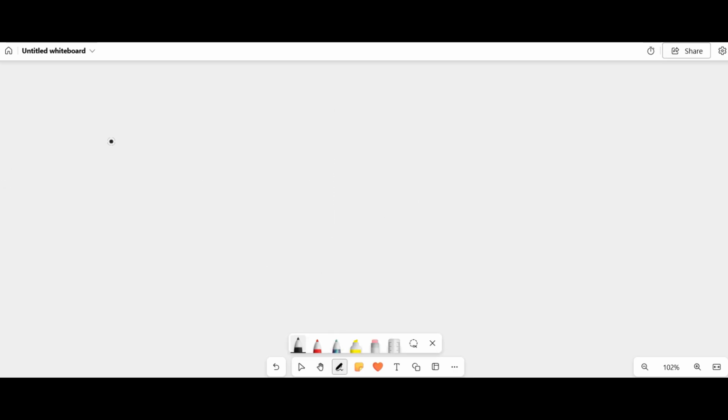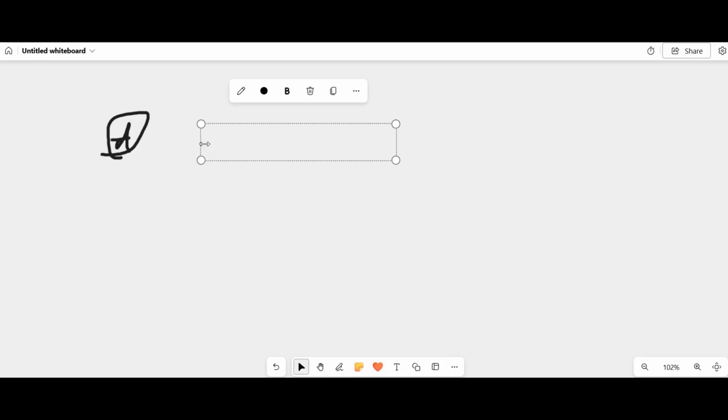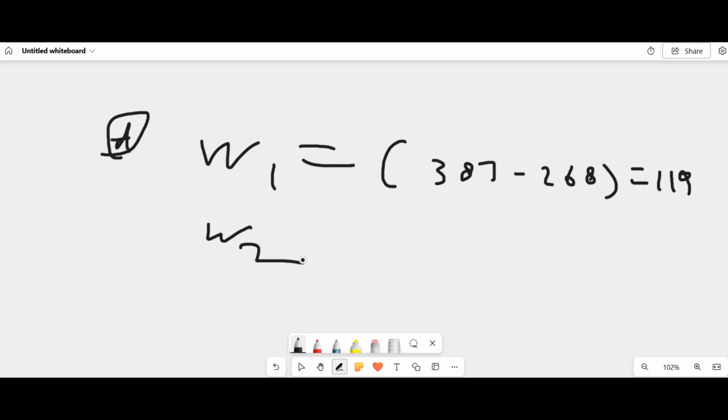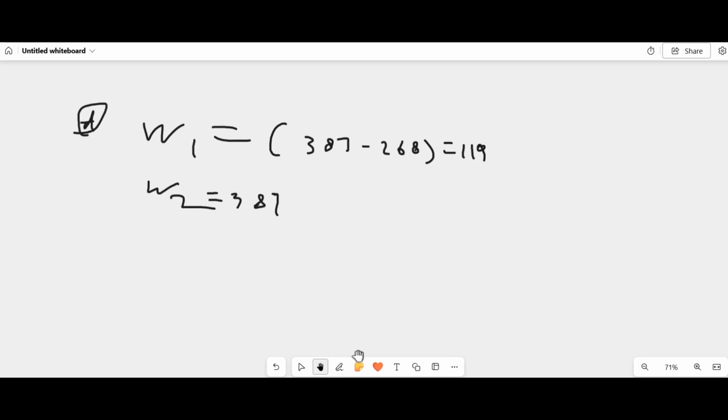Question D. So we've got this situation here. What you need to do here is find W1 first. W1 is going to be the final, which is 387, minus the thing that changed by, which is 268. That's going to get you 119. And then with the W1, you need to find W2, which is going to be 387, the final amount that it equates to. And R is going to be 0.097. It gives us that as standard.